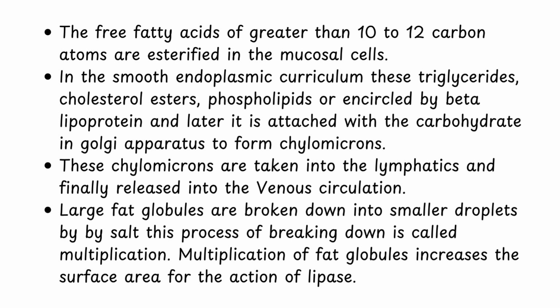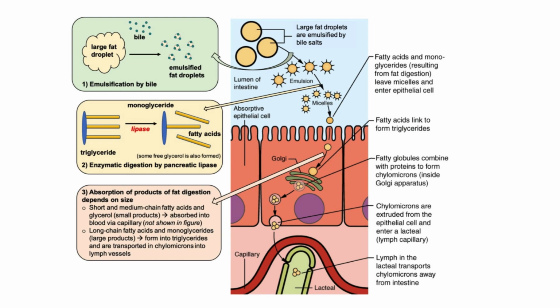In the smooth endoplasmic reticulum, these triglycerides, cholesterol esters and phospholipids are encircled by beta lipoprotein, and later it is attached with carbohydrate in the Golgi apparatus to form chylomicrons. We also have to write about how these large fat globules are broken down into smaller droplets by emulsification, and the importance of emulsification of fat globules, that is to increase the surface area for the action of lipase. So this is how we can present this answer.